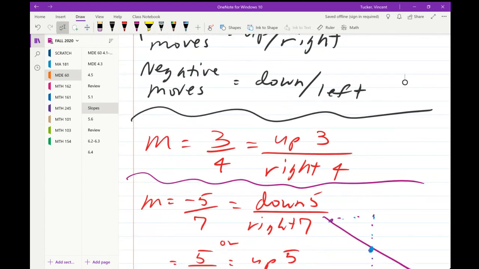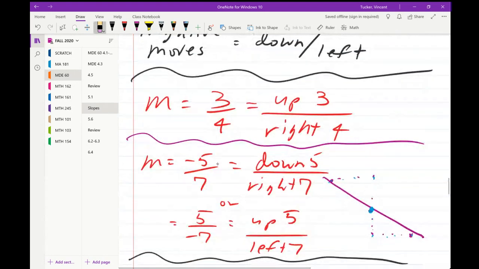All right. If I have a negative 5 over 7, that negative does not go to both numbers. It goes to one, either top or bottom, because remember, a negative over a negative is positive. So that negative cannot go to the top and bottom. It goes to either or. I always help you by just giving it to the top number. If you do that, that's negative 5 over positive 7. So that means I would go down 5, right 7.